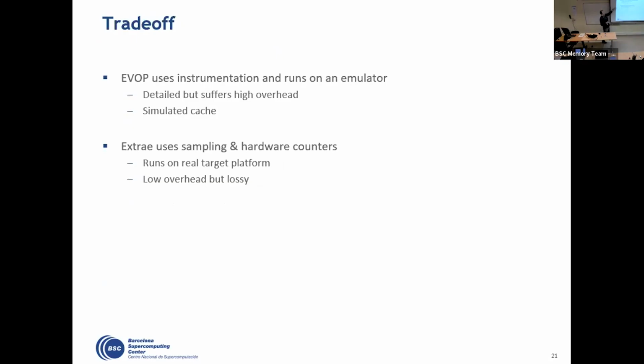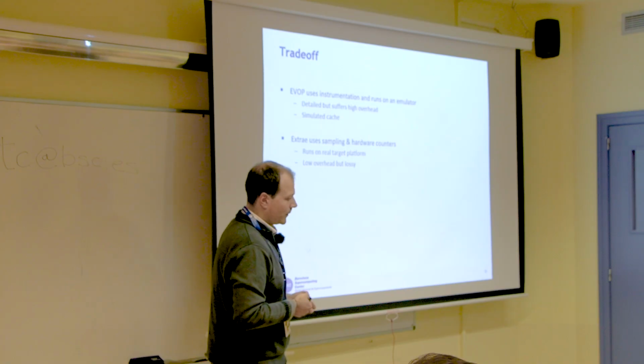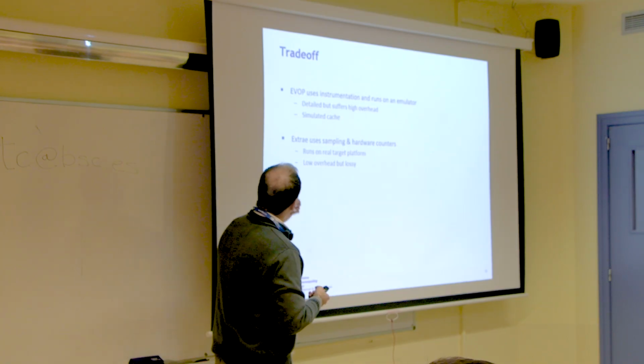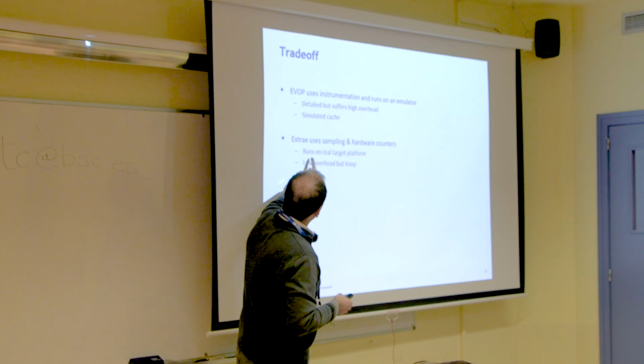So there are pros and cons, and these are just two examples that we worked on in our team. Instrumentation plus a software simulator is detailed but suffers high overhead. The cache is not the black box that we will have in real hardware, it's just something that someone implemented. Or sampling and hardware counters with the BSC tools extra, where Harald included that functionality.